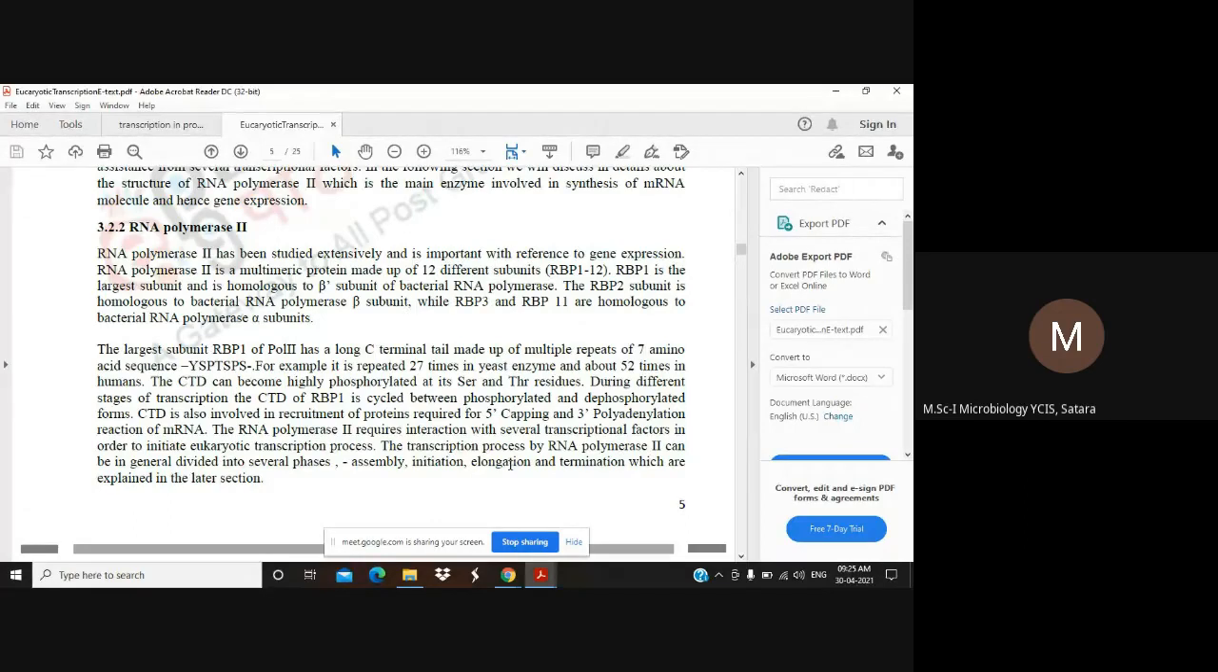And RNA polymerase 3 and 11, they are homologous to the RNA polymerase alpha subunit.